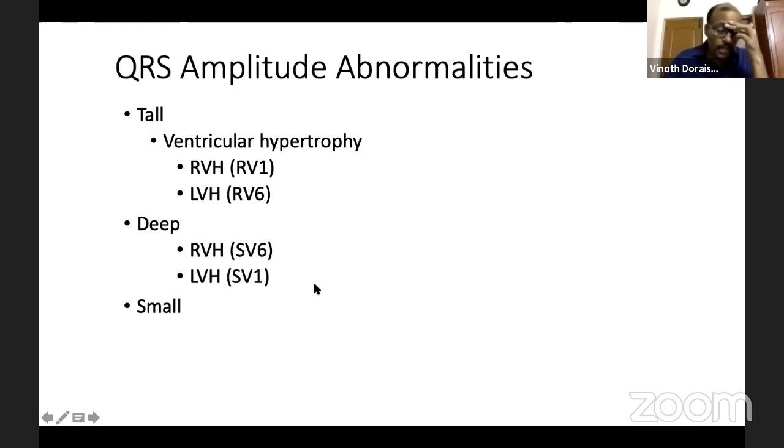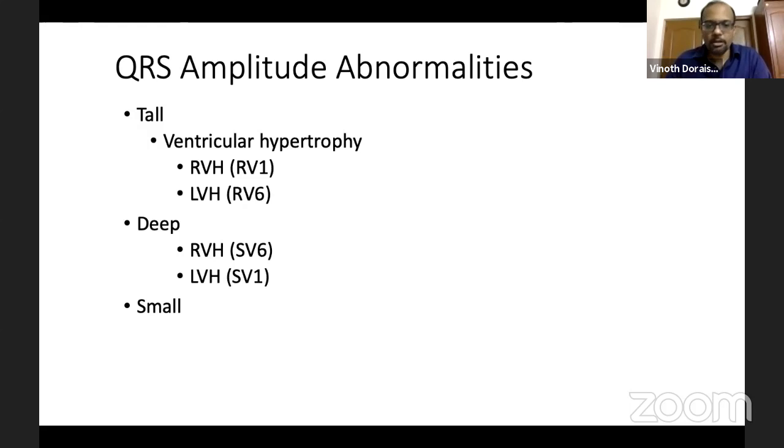Because V1 is over the right ventricle, if it's a left ventricular hypertrophy, you will have deep S waves because the vector is going opposite. Okay, so basically right ventricular and left ventricular hypertrophy are diagnosed by means of tall R waves and deep S waves. So most of the criteria are based on this.